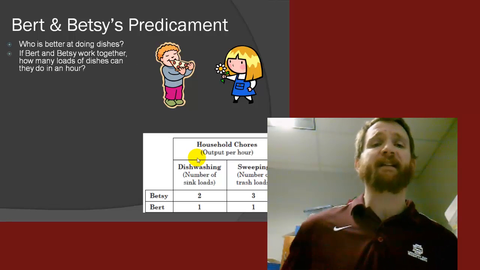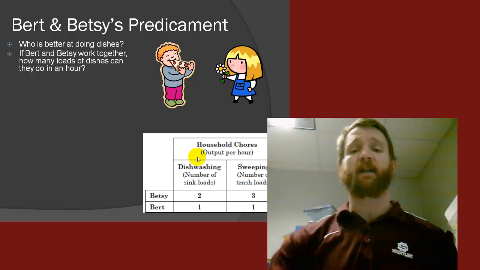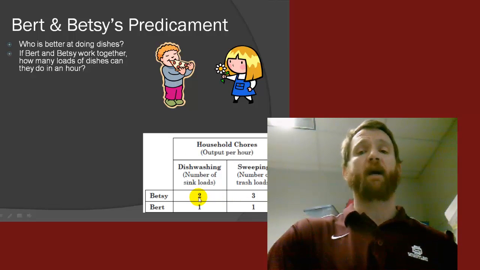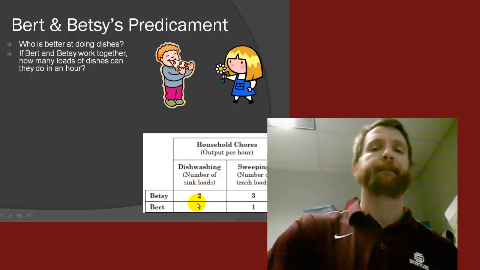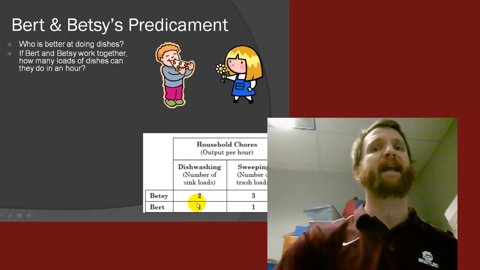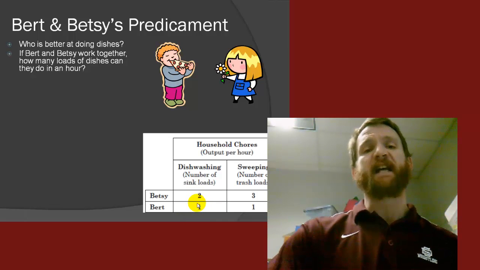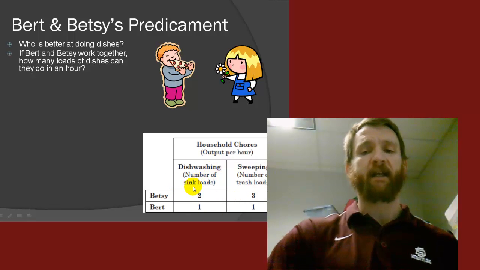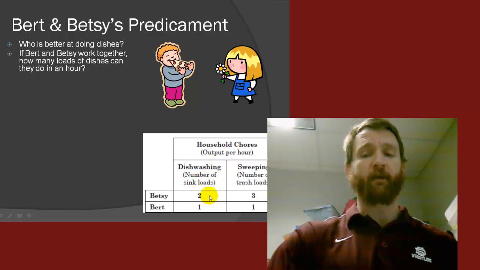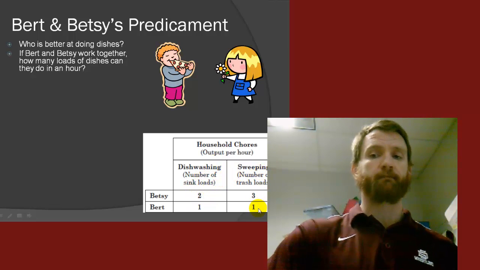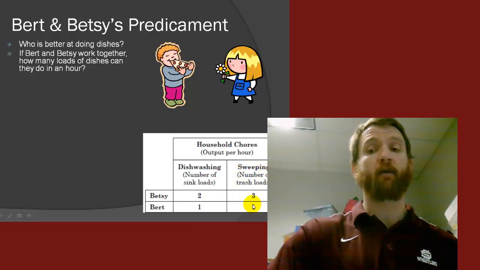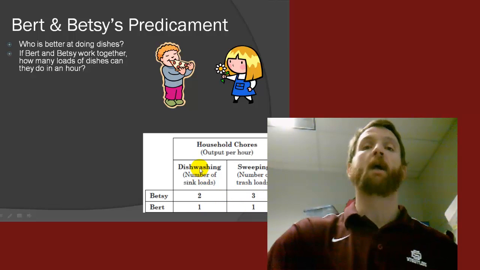If they work together in an hour, what can they do? So for simplicity's sake, we're going to take these two numbers and add them together. You come up with 3. 3 in an hour means it takes them 20 minutes to do a load of dishes. Okay, obviously, if they work alone, it's going to take Betsy 1 hour to do 2 loads, and Bert 1 hour to do 1 load. If he swept all alone, he would be doing 3 hours worth of work, the lazy bum.